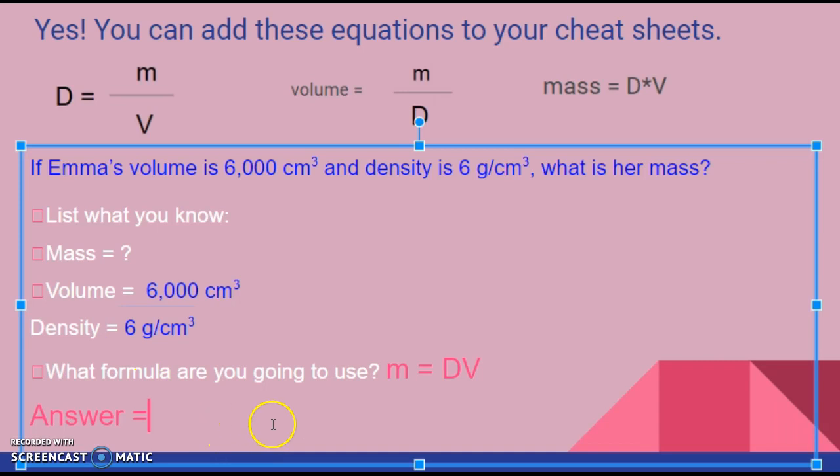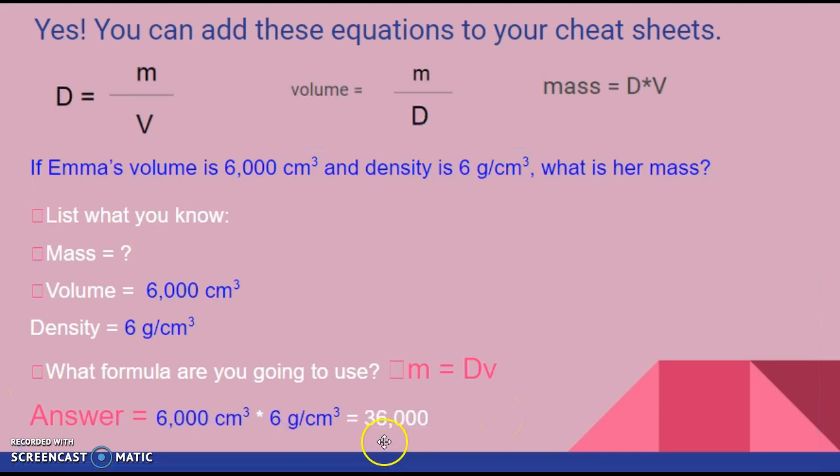And so I am going to take my density and I am going to multiply that by my volume. And when you put that in your calculator, you are going to get 36,000.